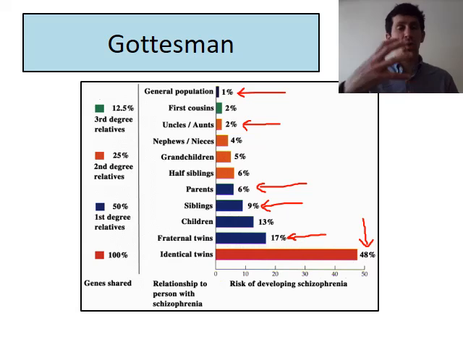You wouldn't need to bring all these into an answer. As long as you mention the general population 1% and identical twins 48%, it's clearly showing that there is a genetic link to developing schizophrenia. So genetics is potentially one explanation for the disorder.